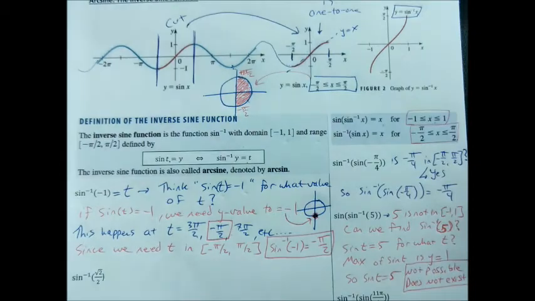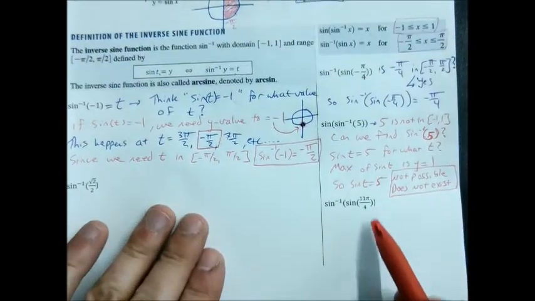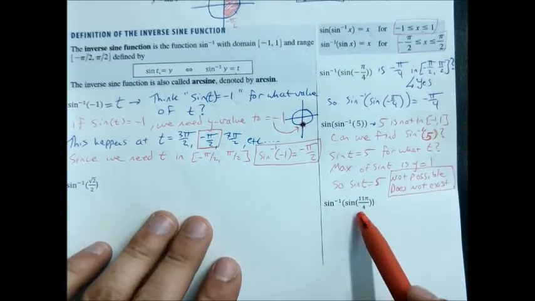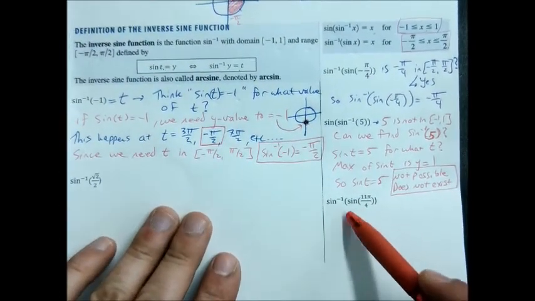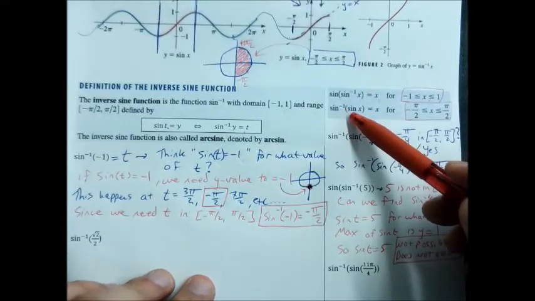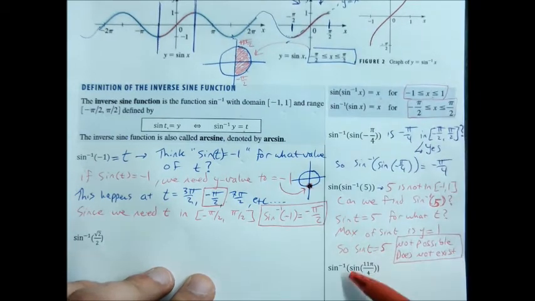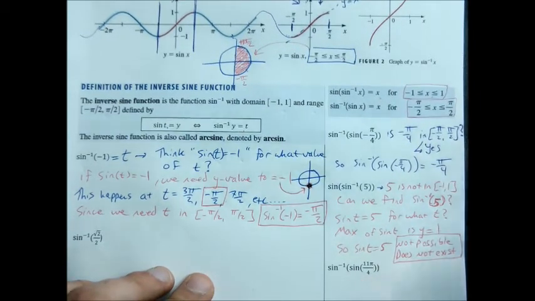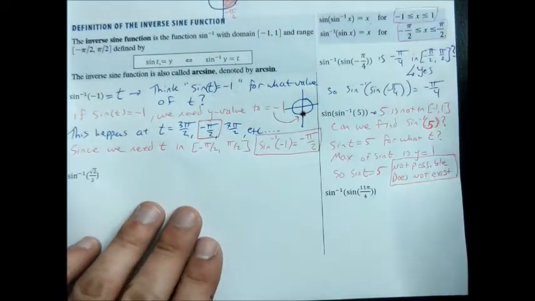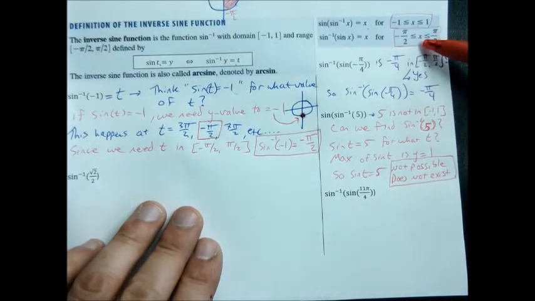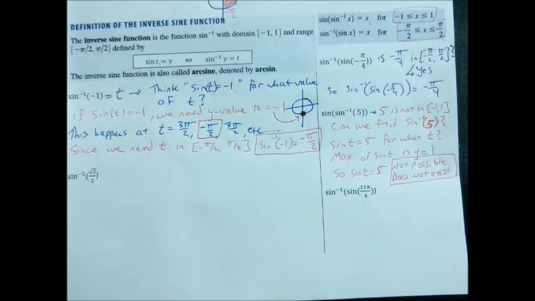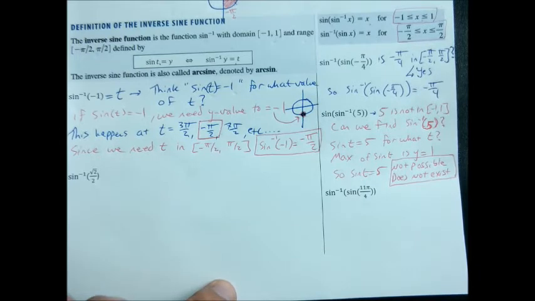Let's just roll with this last one. We might as well, since we're making moves here. What about this one? So this again looks like the first type, where we've got sine inside there. And they'll cancel as long as 11 pi over 4 is between minus pi over 2 and pi over 2. And so, is it? It's not, right?